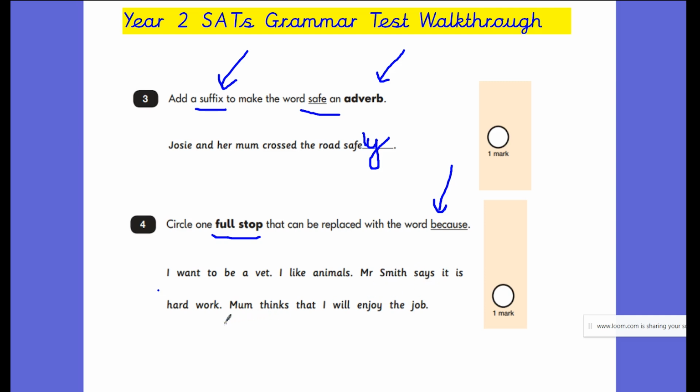So Mr. Smith says it is hard work because Mum thinks that I will enjoy the job. Those 2 sentences are not related to each other. In other words, this because here wouldn't quite work. It wouldn't make sense. So I couldn't take that full stop out. I like animals because Mr. Smith says it's hard work. Again, those 2 parts of the sentence are not related, so that wouldn't work. I want to be a vet because I like animals. So that does make sense. So what they would do, remember it says circle. So for a correct answer for this one, they have to circle that full stop.